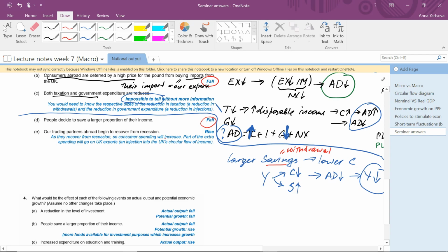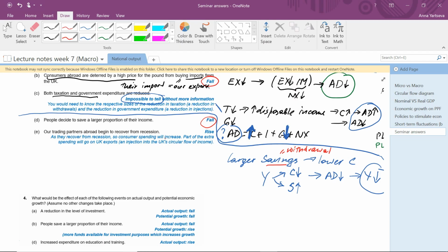And the final exercise, our trading partners abroad begin to recover from recession. Let's imagine that we trade with Europe and Europe is booming. What does it mean? It means that there will be stronger trade flows between us and Europe. Europeans will buy more of products because they feel richer. They are going out of recession. Their income is increasing. They will buy more of everything. They will buy more of their own products, and they will import more as well. They will buy some of our products as well, which we produce.